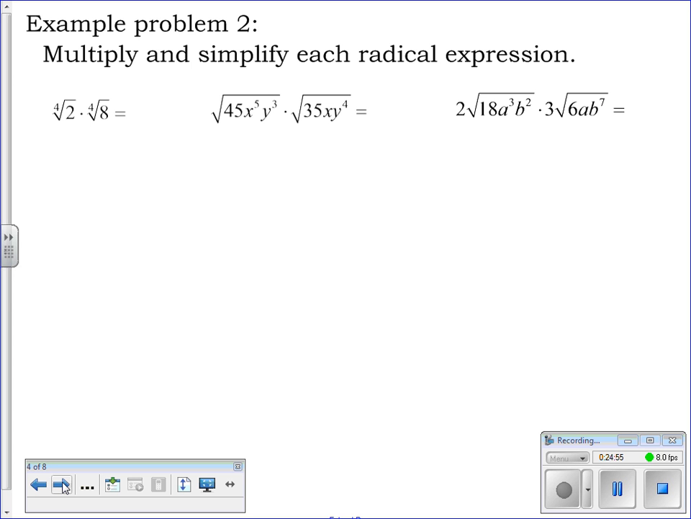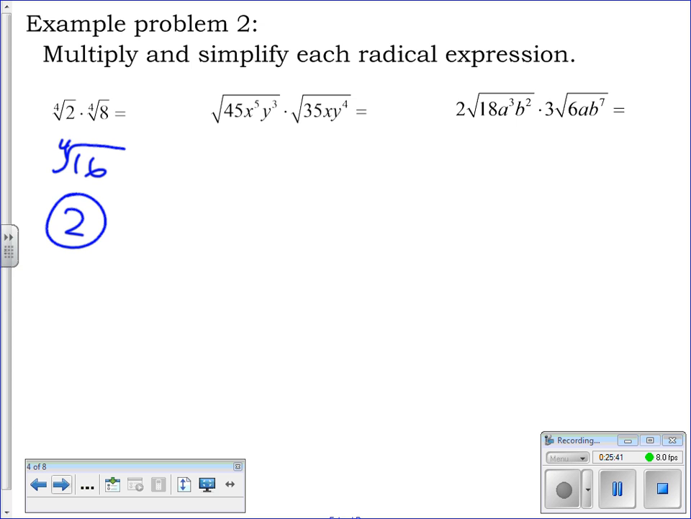They're both 4th roots. So the fourth root of 8 times the fourth root of 2 is the fourth root of 2 times 8, or the fourth root of 16. And what is the fourth root of 16? 2. So this is 2. That's my final answer. The indexes are the same, so I can multiply. When the indexes are different, like a cube root times a fourth root, I can't do this. They have to have the same indexes, or you can't combine them. This one I can because they're both square roots.